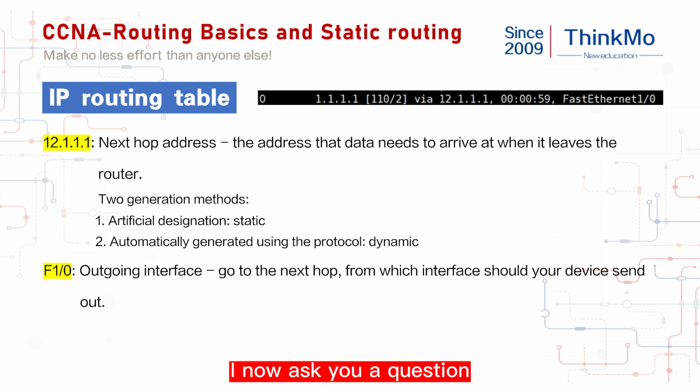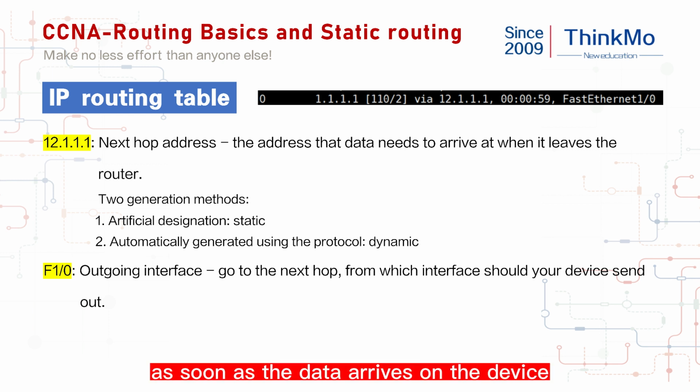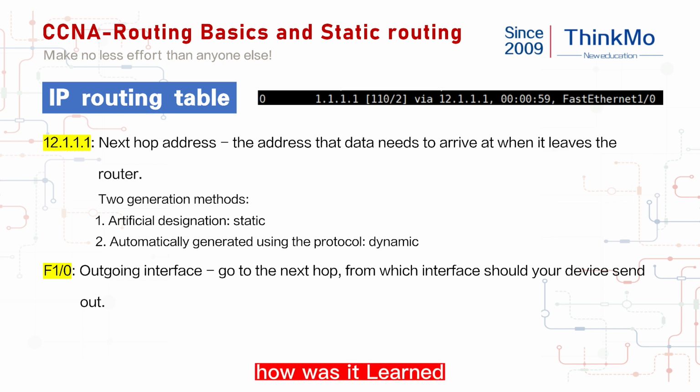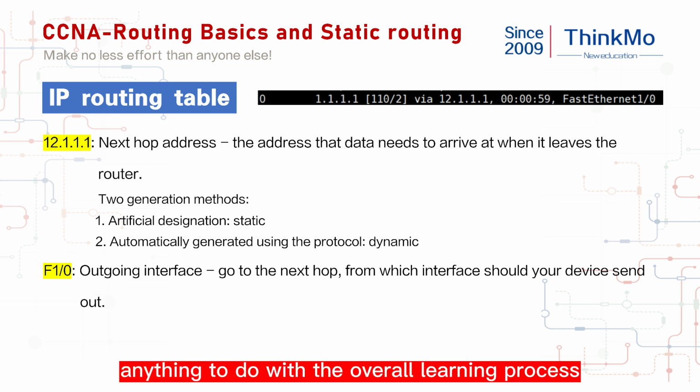I now ask you a question. There is now a routing table. Why sign the protocol for the equipment? As soon as the data arrives on the device, is there a 1.1 like this? Why do you have to identify it? How was it learned? Does it have anything to do with the overall learning process?